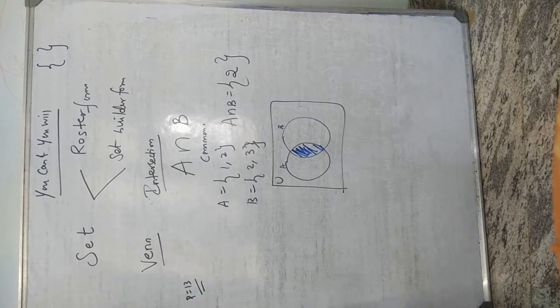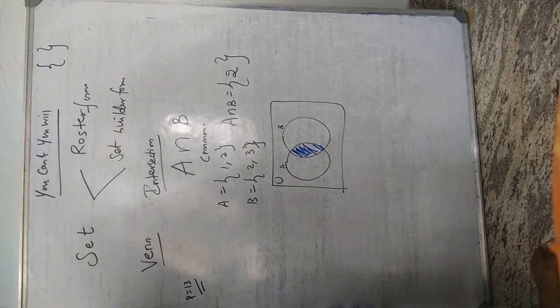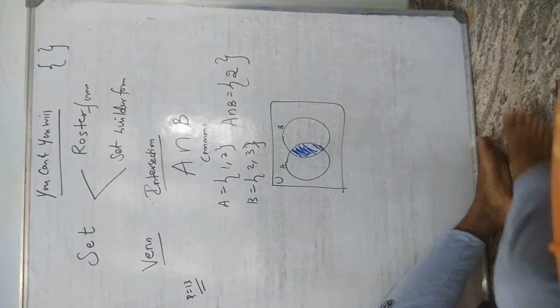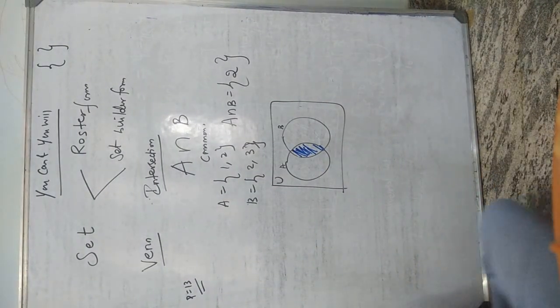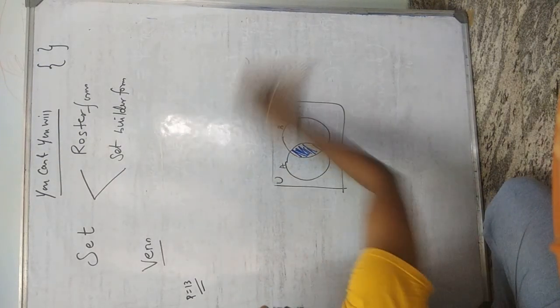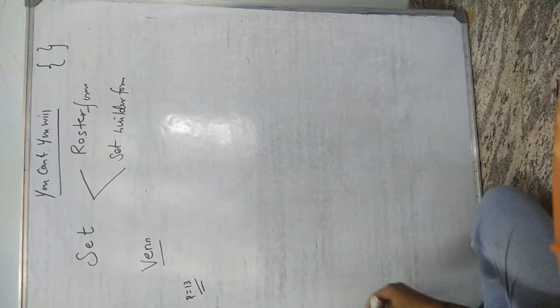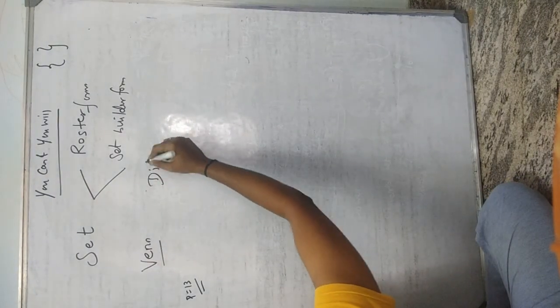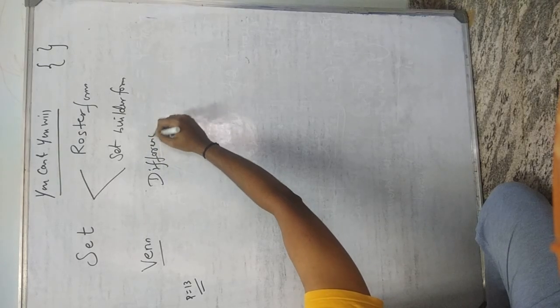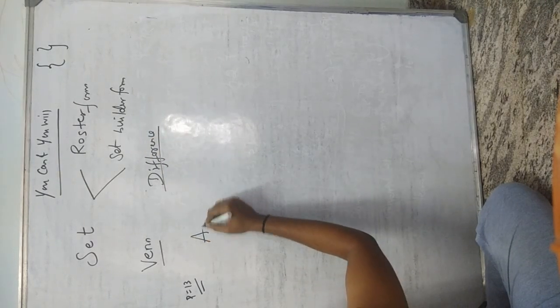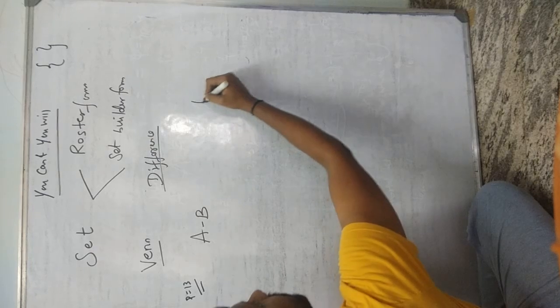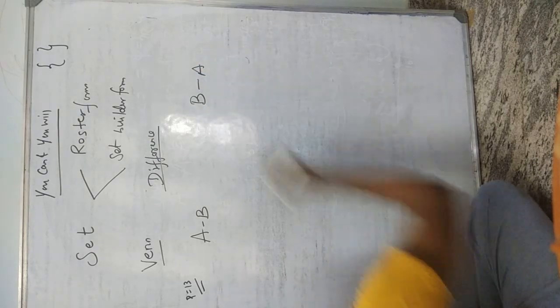Okay, so this is said to be intersection. Next, difference of two sets, which is useful for your class 12. So, difference of two sets, A minus B, B minus A. So, difference, A minus B, otherwise B minus A.